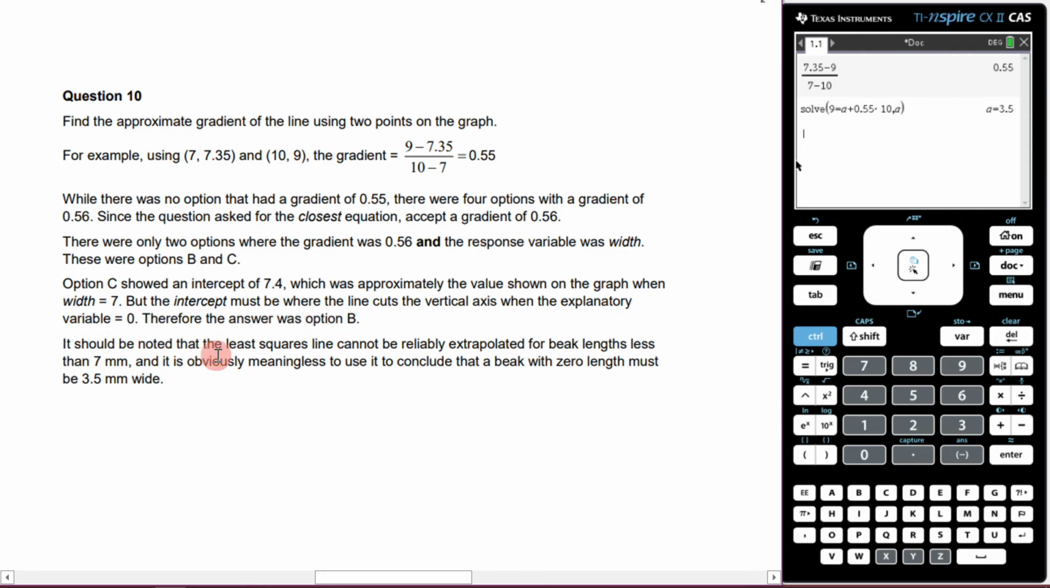It should be noted that the least squares line cannot be reliably extrapolated for beak lengths less than 7 millimeters, and it's obviously meaningless to use it to conclude the beak with 0 length must be 3.5 millimeters wide.